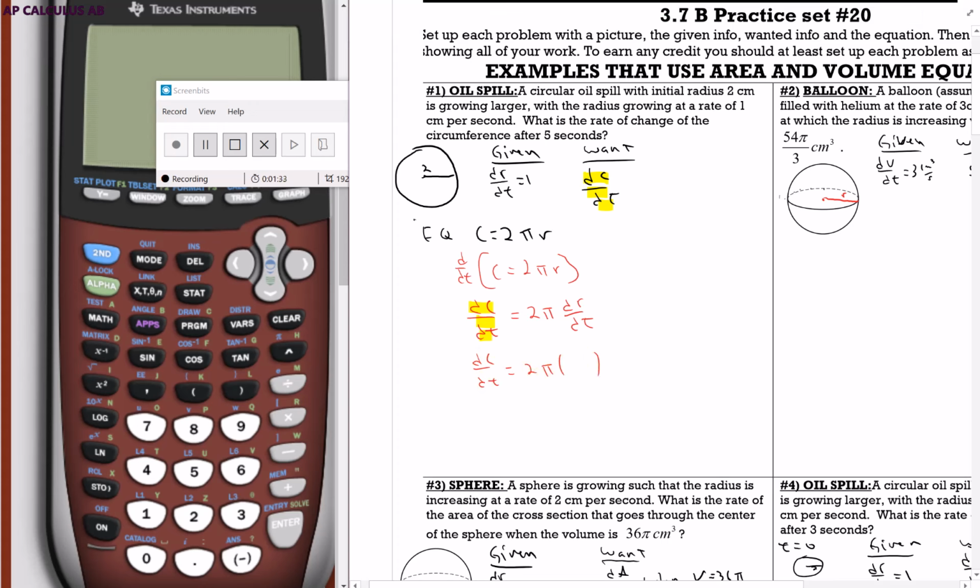So I should be plugging in everything else to get the dc dt. We know that dr dt up here, it said it was 1, so I plug in 1, and we get dc dt equals 2 pi. Then we just need to write the units, right? What is circumference measured in? Well, in this case, centimeters. And what is time measured in? In this scenario, the time is measured in seconds, so it's going to be centimeters per second.